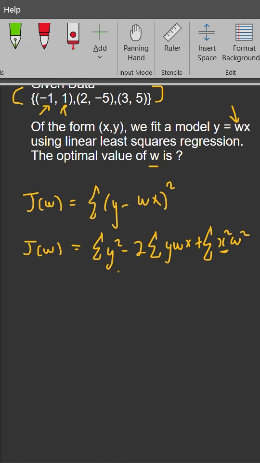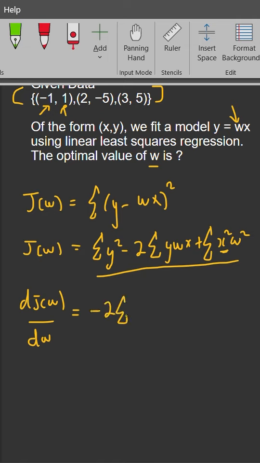And now we can find the derivative of this function and equate that to 0 to minimize this function. So first of all, let's find dJ/dw, the derivative of this function with respect to w. Since the first term does not have a w, it would have 0 derivative. The second term would be minus 2 summation of x y, plus 2 times w summation of x squared.